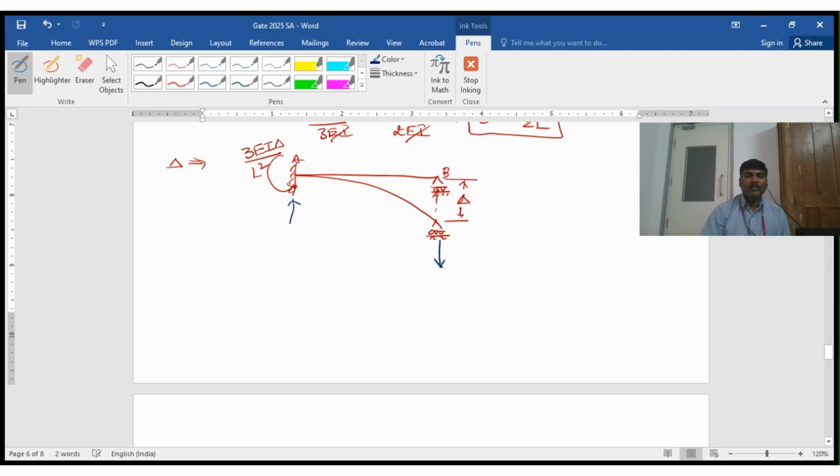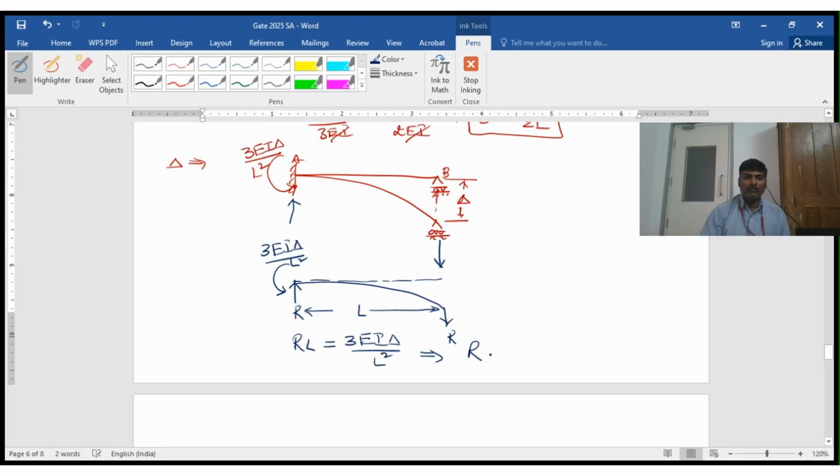So equilibrium exists with the clockwise moment. Now if you see the free body diagram of the beam, the reaction developed here should be downward, the reaction here should be upward, and a moment of 3EI delta by L square. So these two shall be equal and opposite to generate a moment. I'll call it R, and this is span L. So total moment from the couple, R into L, shall be equal to 3EI delta by L square. So which will give you the R value: 3EI delta by L cube, as L goes to the right hand side. And you can see this is downward.